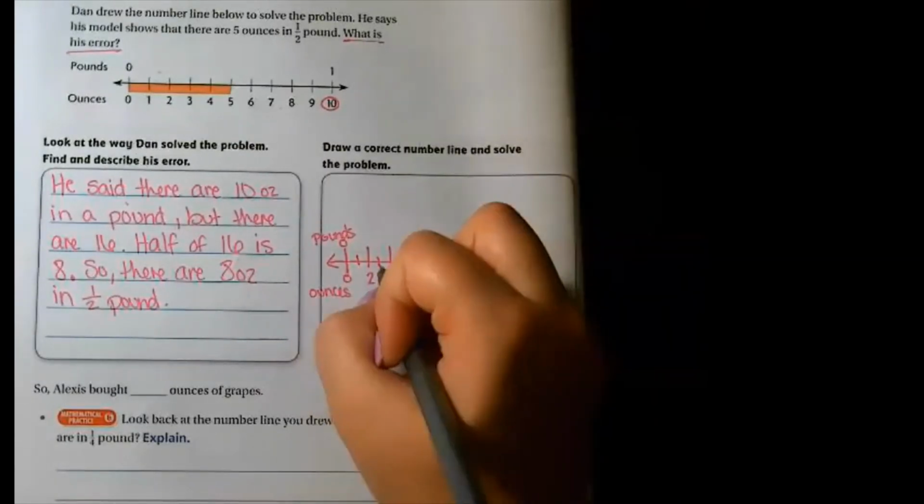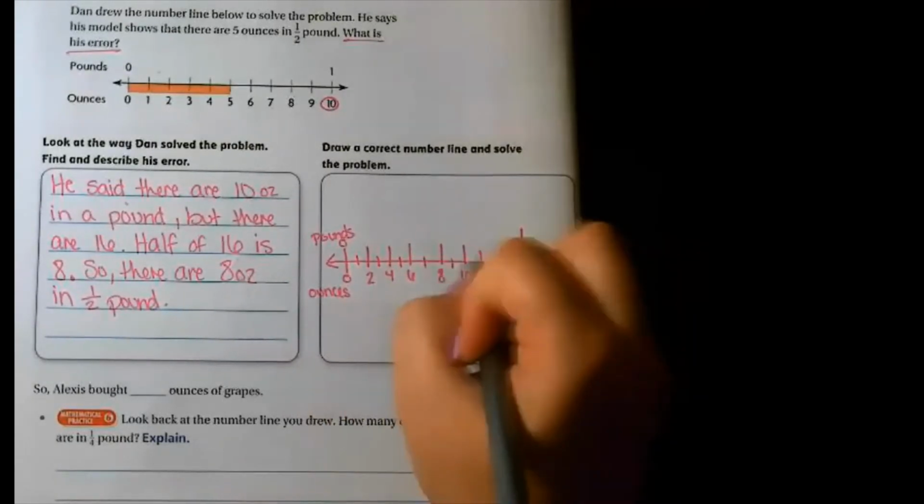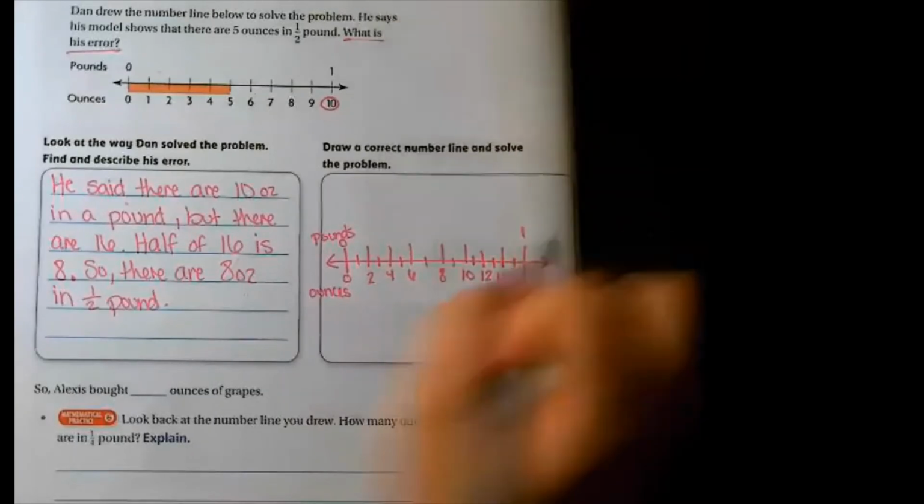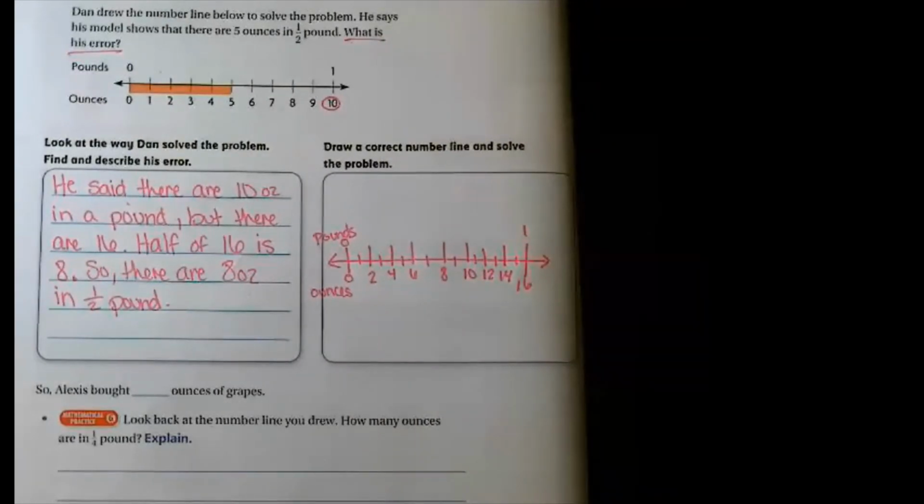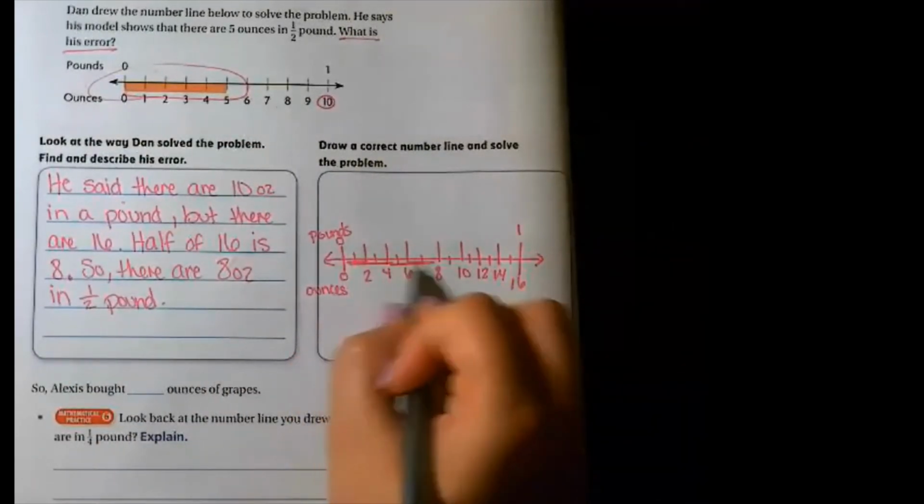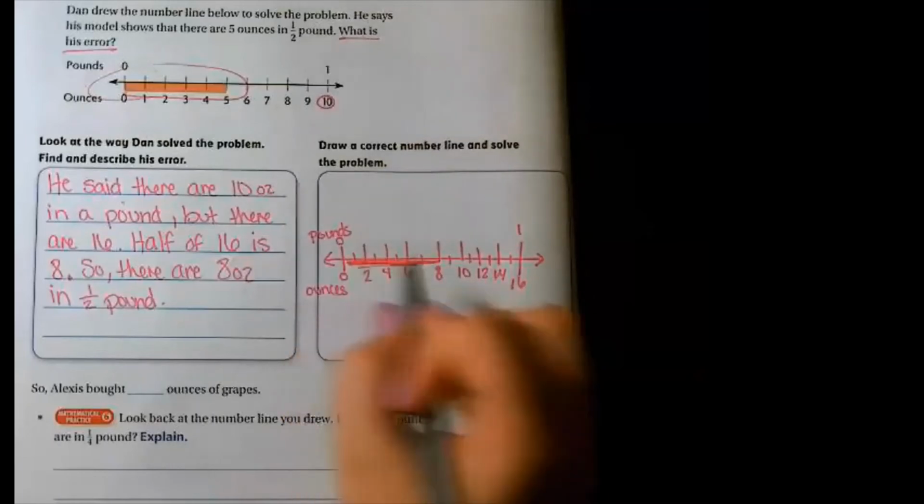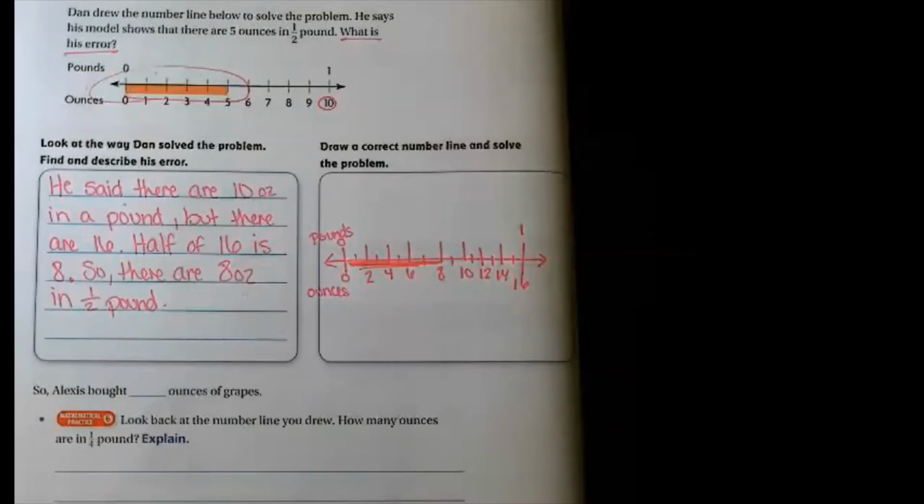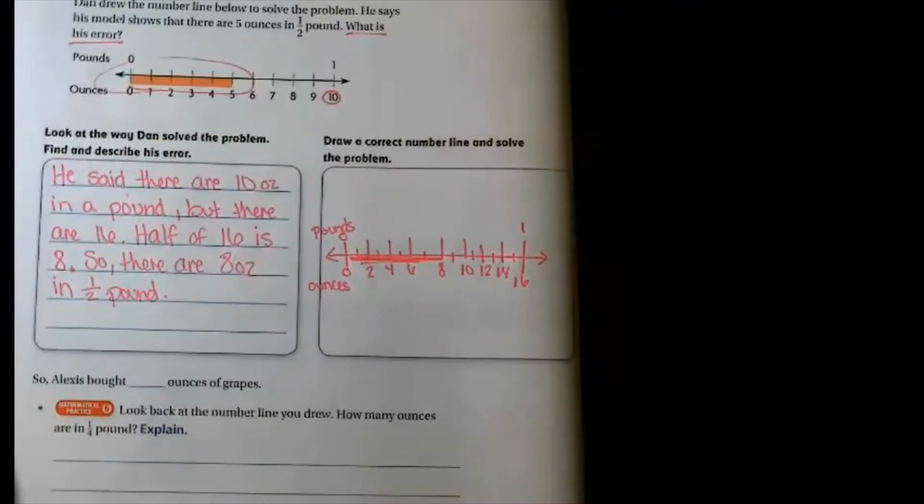And then I'm just gonna go back in and make a little line in between, and that's for those odd numbers in there, okay? On our model, we need to shade in that half pound just like he has his half pound shaded on his. So I would go in through the bottom and shade up to 8. And that would be my model. So Alexis bought 8 ounces of grapes.